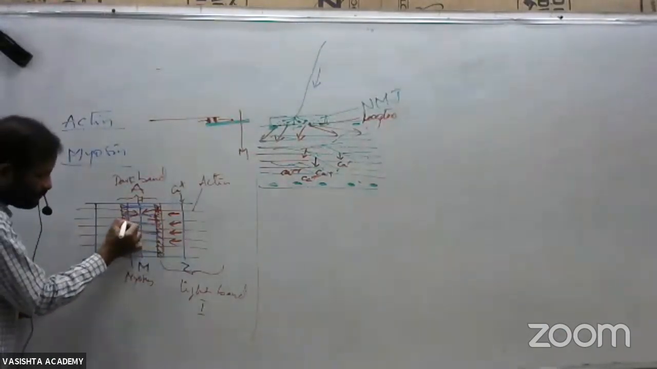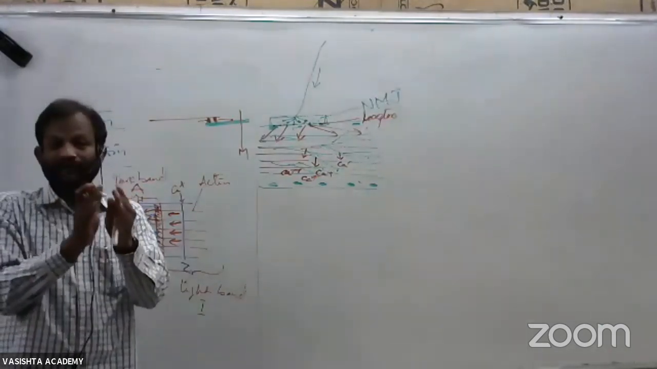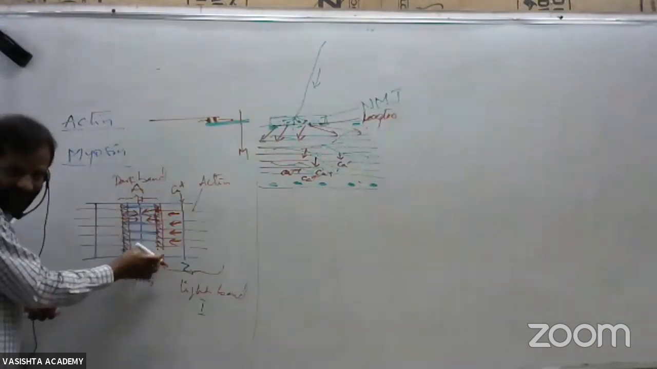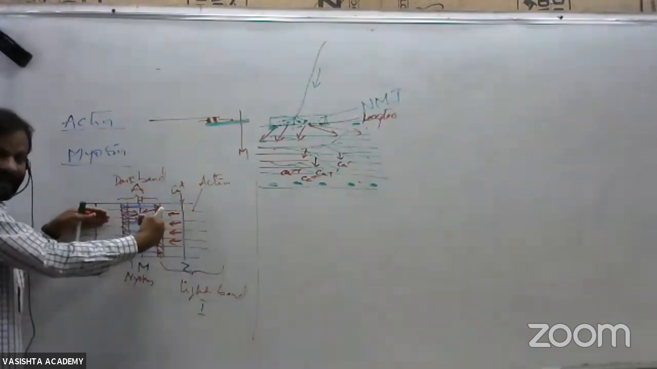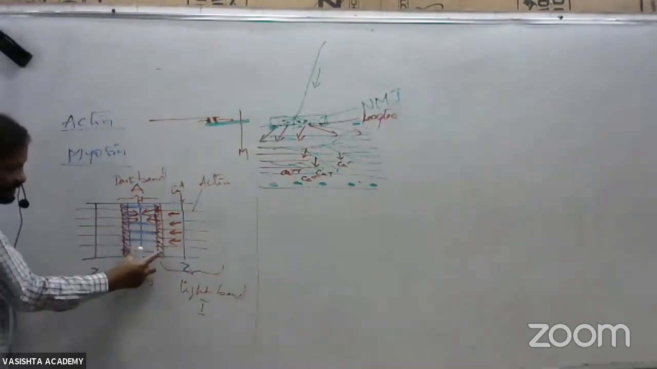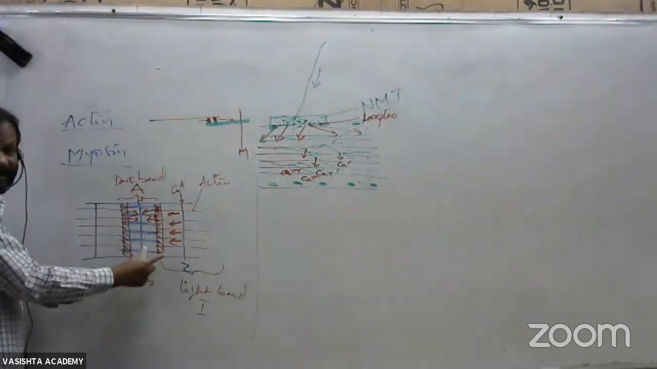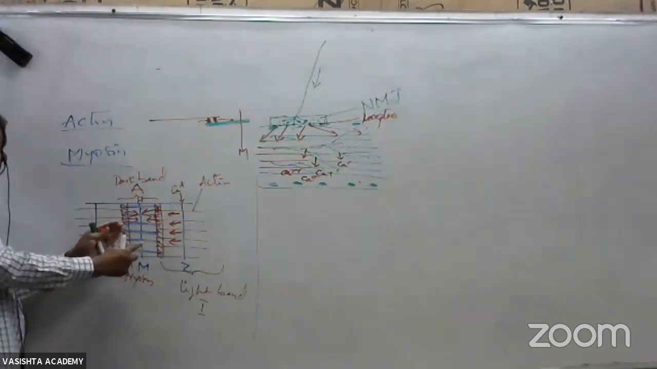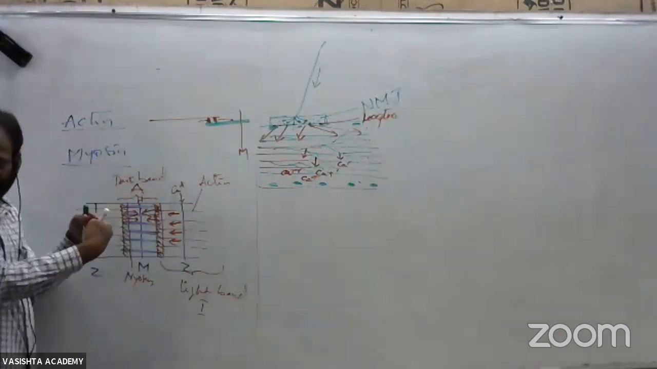Due to that inward movement of actin filaments towards the dark band, the H zone will reduce. What is the meaning of H zone? The area of the dark band with only myosin filaments. Now the actin filaments are encroaching and entering towards the center, that means towards the M line. That's why the H zone reduces. If I say the H zone is reducing, why is it reducing? Because of the inward movement of actin towards the M line.